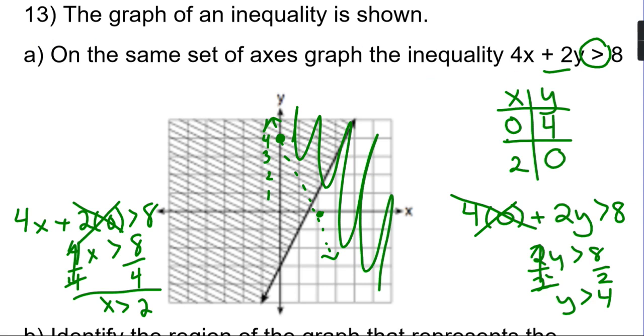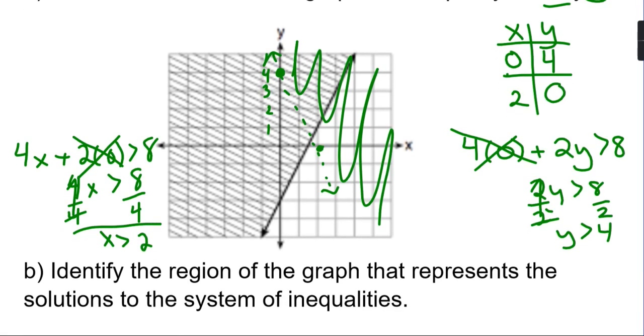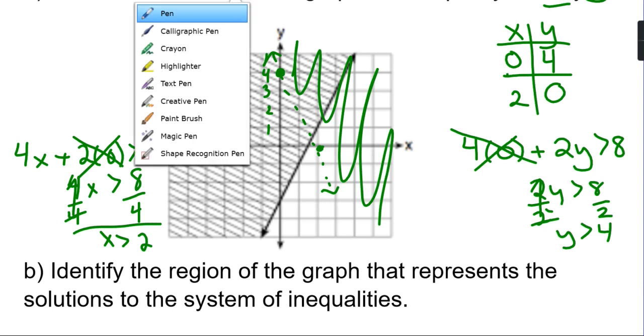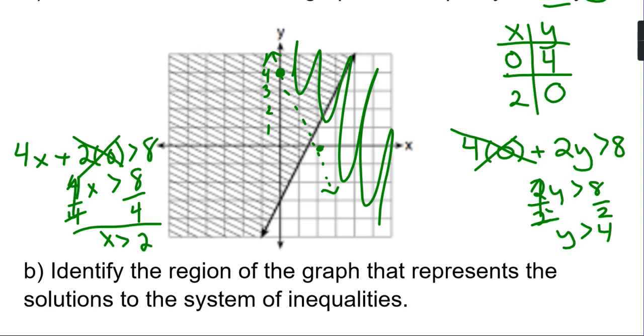If you notice in part B, it says, identify the region of the graph that represents the solutions to the system. The solutions to the system are all the points in the part of this graph that is shaded for both of my inequalities. So that would be this part of the graph. I'm going to highlight it because I could highlight on here. You guys can just circle it on yours, right? But that's the part that was shaded for the original inequality and also shaded for the new inequality. So any points in that section of the graph are solutions to the system.